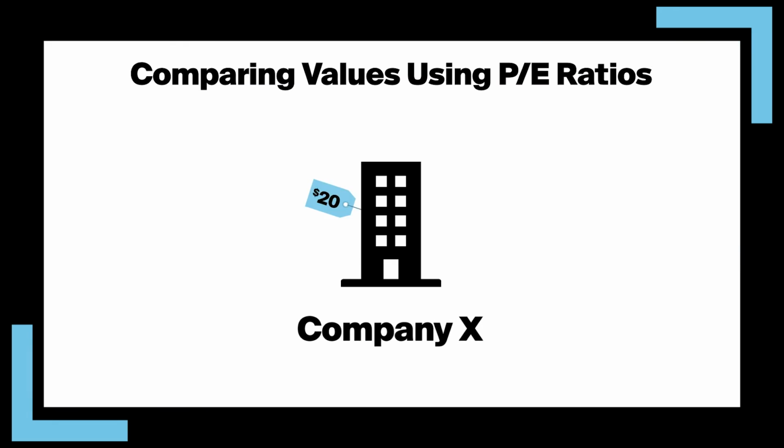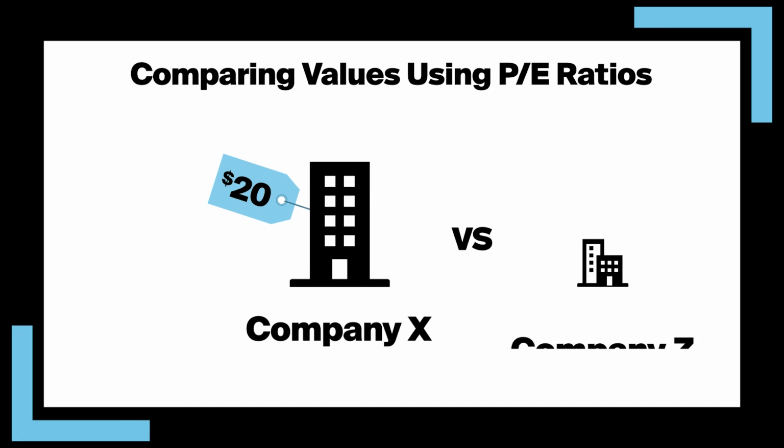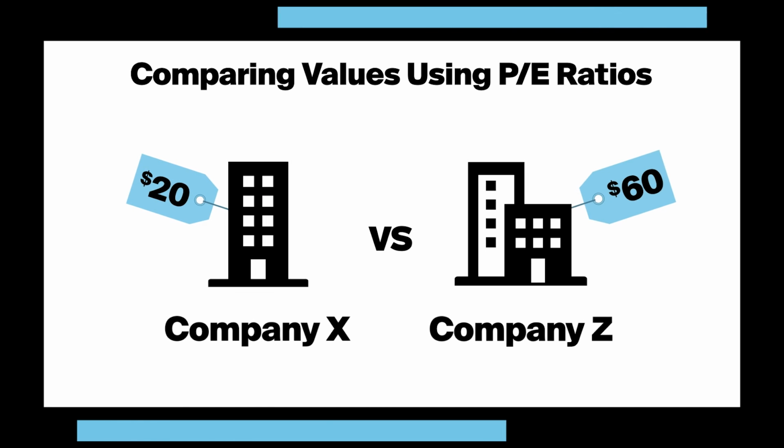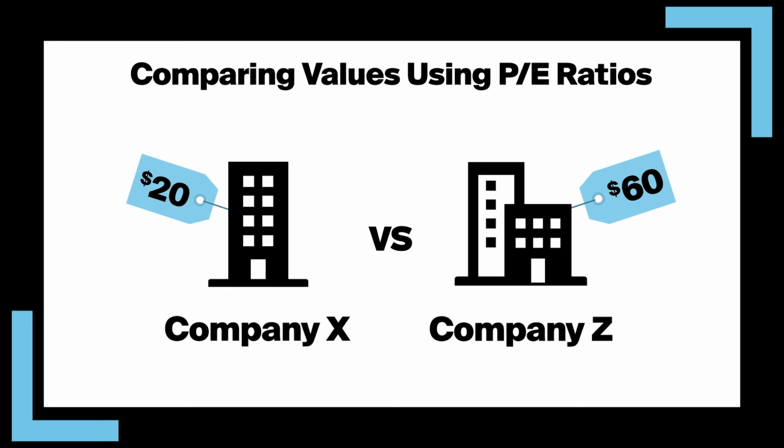Let's go back to our example. If both company X and company Z are expected to grow at similar rates, then company Z could be a better value based on its lower PE ratio, even though its stock costs more. So remember, a cheaper stock price doesn't always mean a better value.